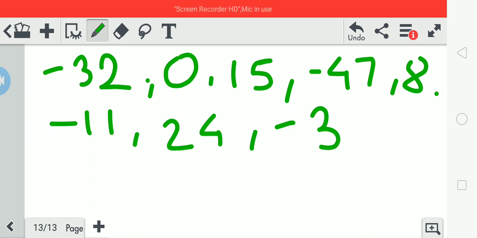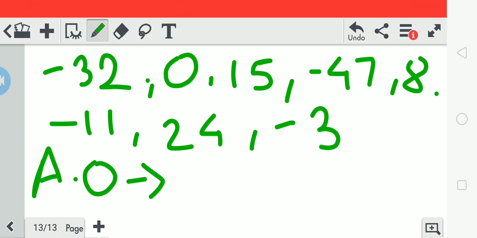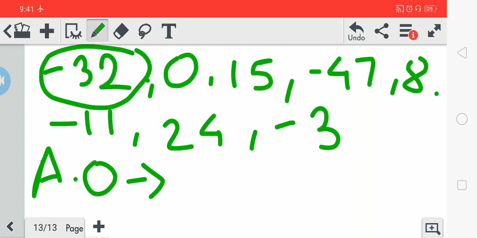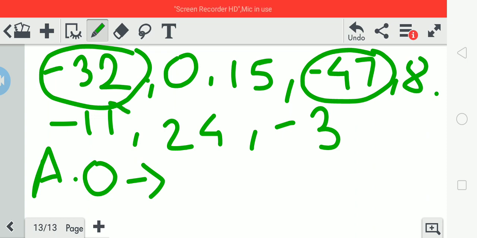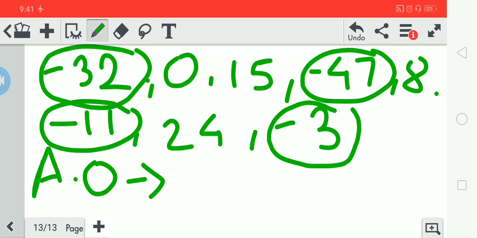Now the question is: arrange the following numbers in ascending order. We have to make it ascending. Ascending means smaller to bigger, right? So we all know that yesterday we learned very well that negative numbers are smaller than positive ones. So we will make two parts: one part of negative numbers and one part of positive numbers. The negative numbers are minus 32, minus 47, minus 11 and minus 3, right?